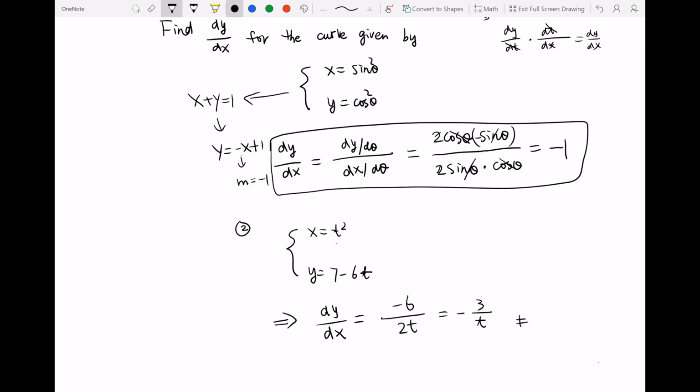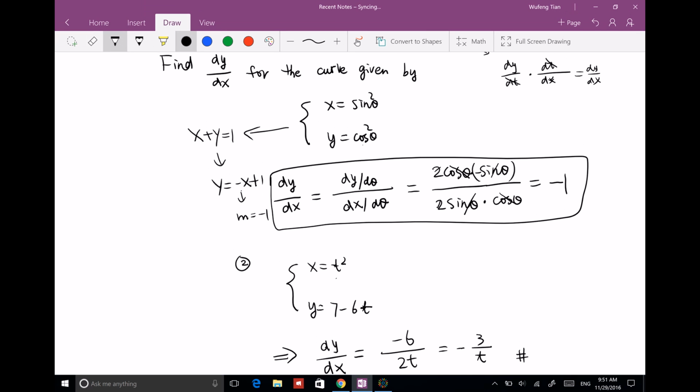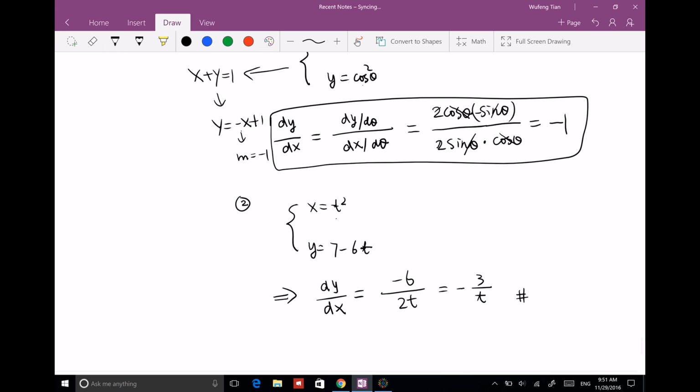Okay. Very good, everyone. Today we introduced the derivative of the parametric equation. Tomorrow we're going to look at more examples, the second derivatives, and applications of parametric equations. Okay, I will see you tomorrow. Thank you very much.